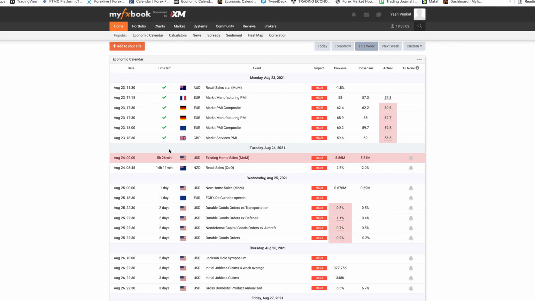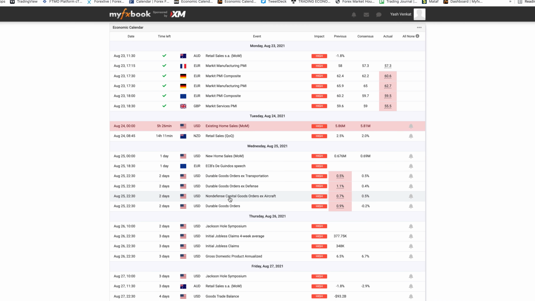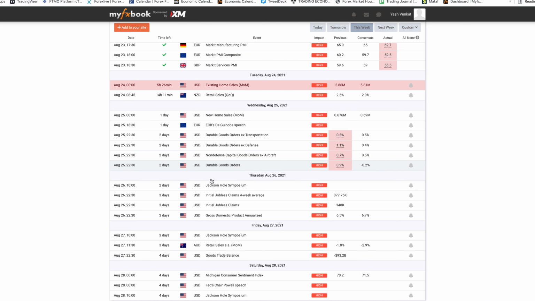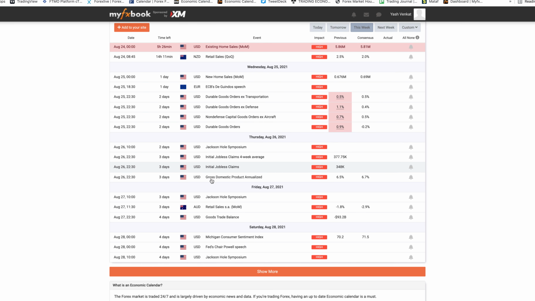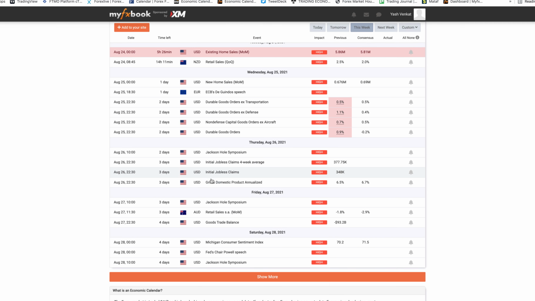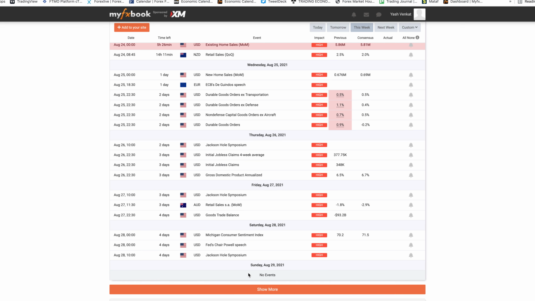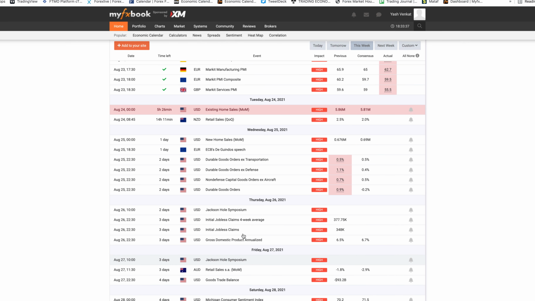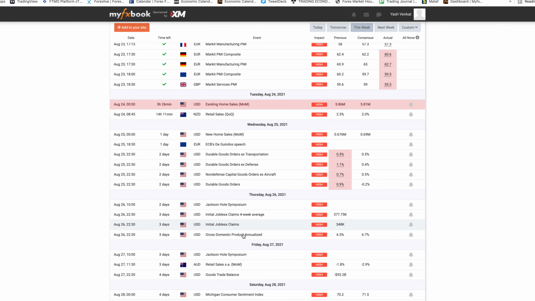So today we had the GBP market services PMI, the Australian dollar retail sales, existing home sales, retail sales for New Zealand dollar, and a lot of USD news as well. So basically the majority of the news this week is US dollar. So that's something to keep an eye on. So major pairs, I'd be looking at the major pairs that are using the US dollar.